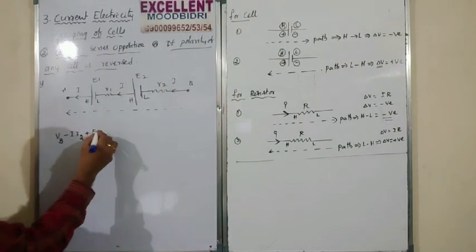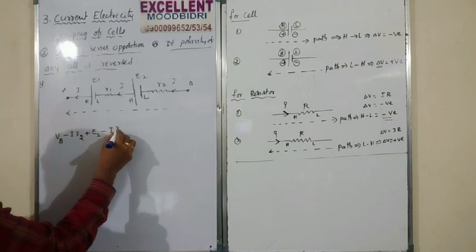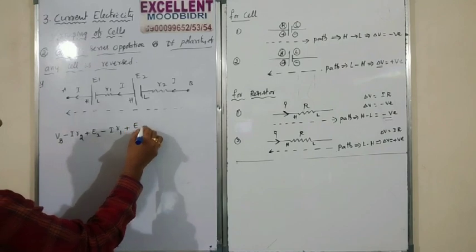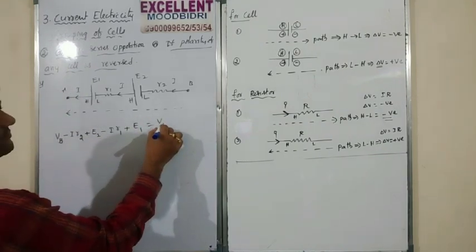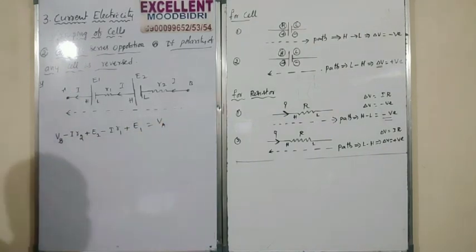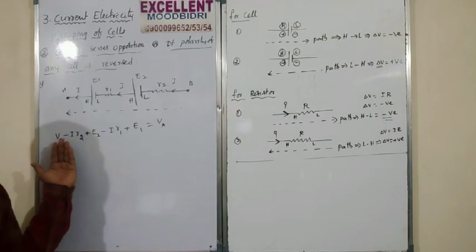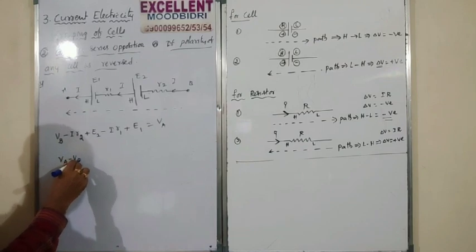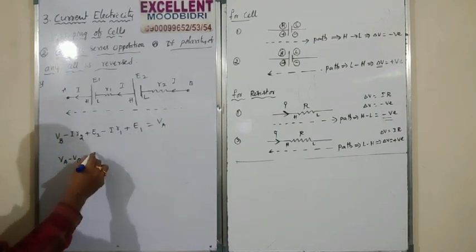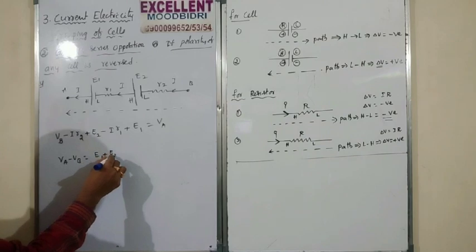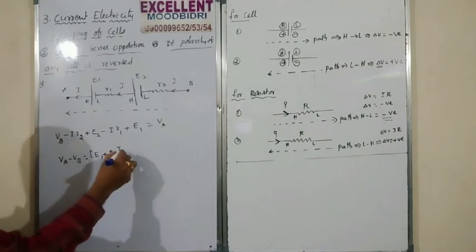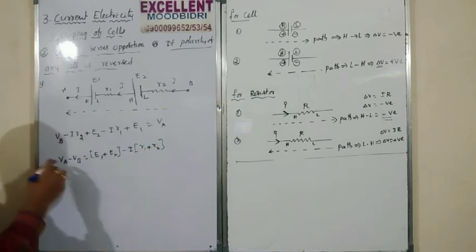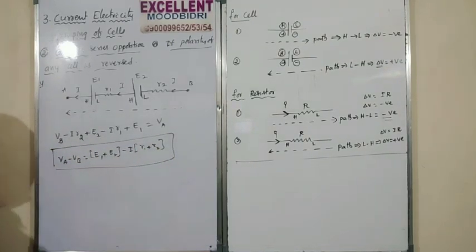Right? Next again minus I into R1. Lower to higher, so plus E1 is equal to VA. Now I want the potential difference VA and VB. So VA minus VB is equal to E1 plus E2. Minus side, take common: R1 plus R2, same only. That does not change, right? Any direction you can take, no problem.